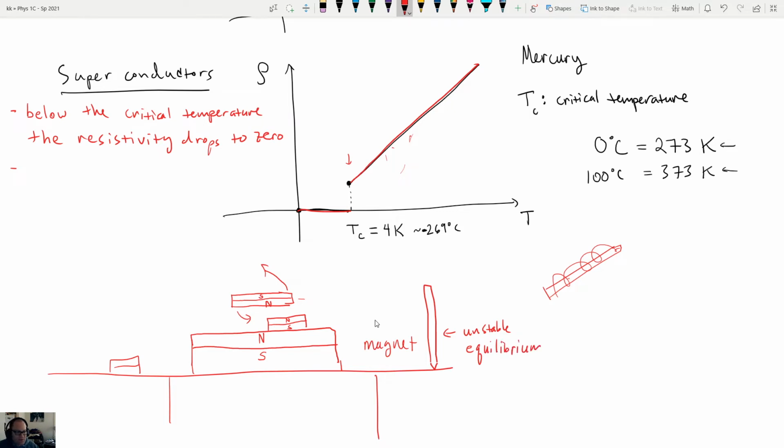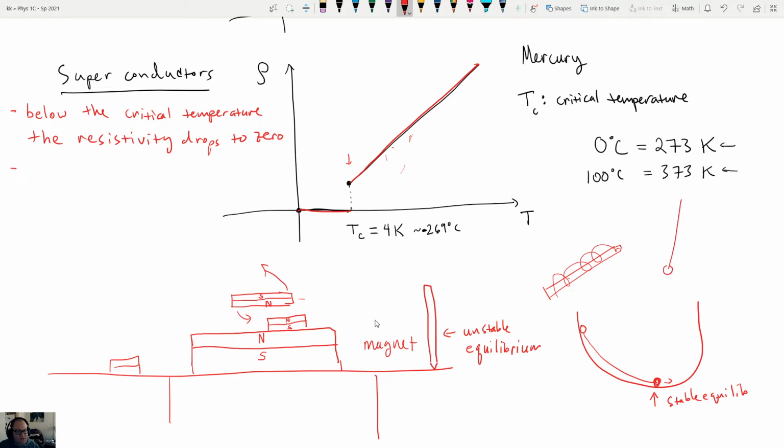What is stable equilibrium? Stable equilibrium would be something like this. I place a marble inside of a bowl. The marble will always, eventually, come to the bottom. This would be stable equilibrium. The difference between the two is that with stable equilibrium, if you place the object a little bit away from the equilibrium position, it will fall back to equilibrium.